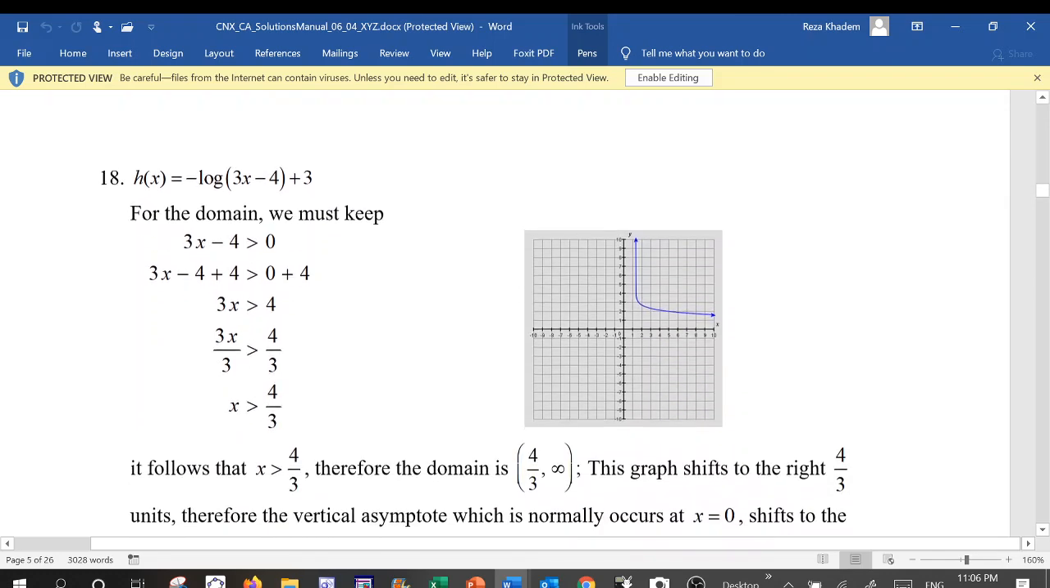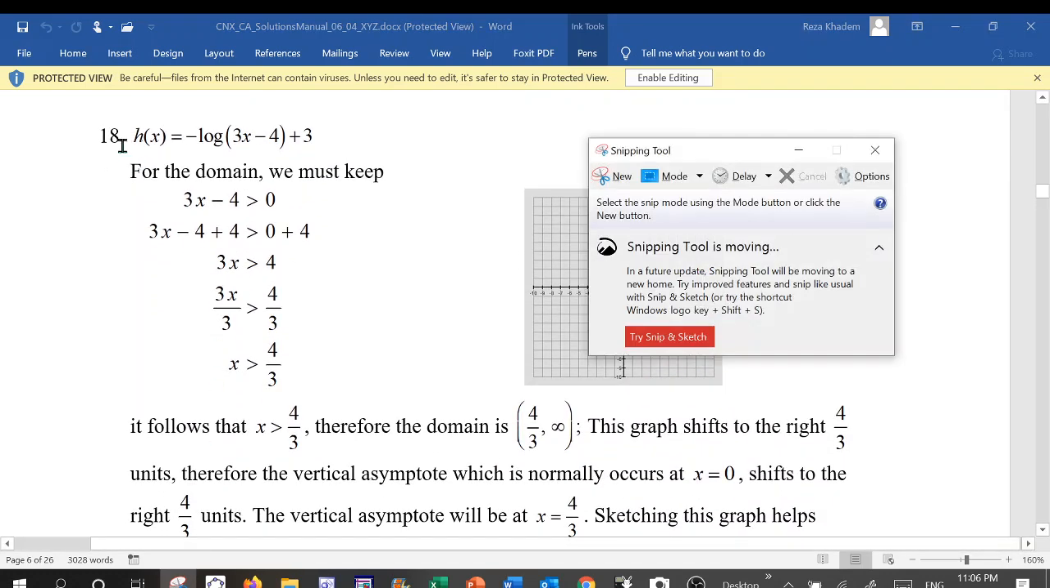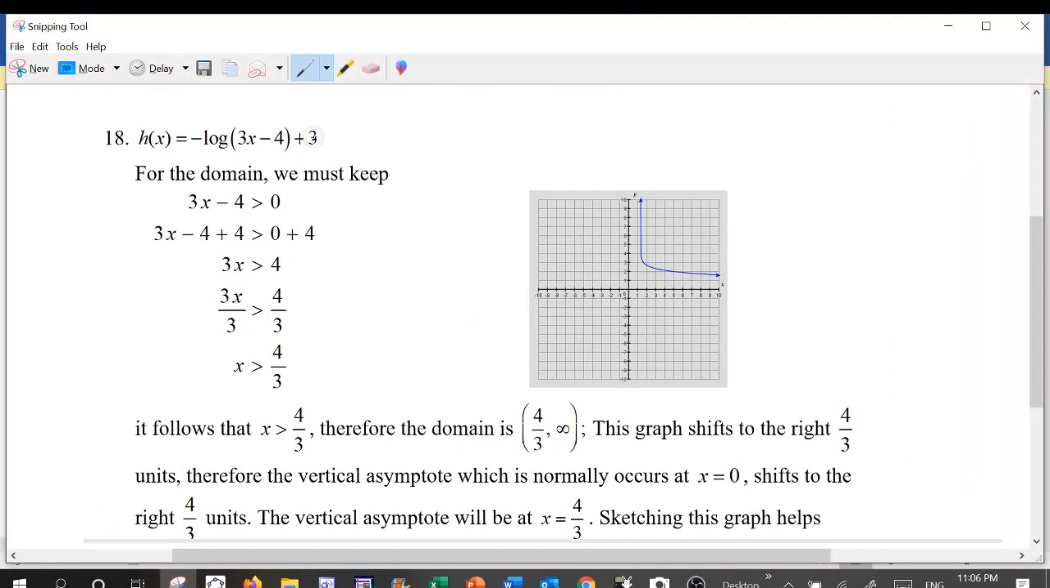Let's do again number 18. So another problem. So what's the transformation here? Well, again, we're going to look at f of x equals, this time, just log base 10 of x, which doesn't really matter. It still looks like one of these, right?